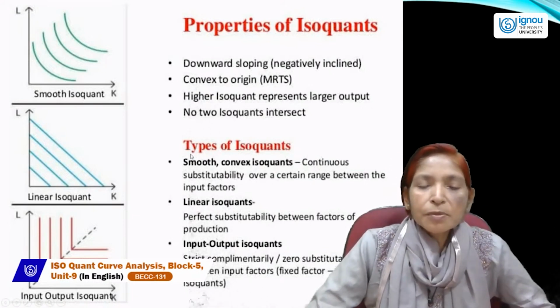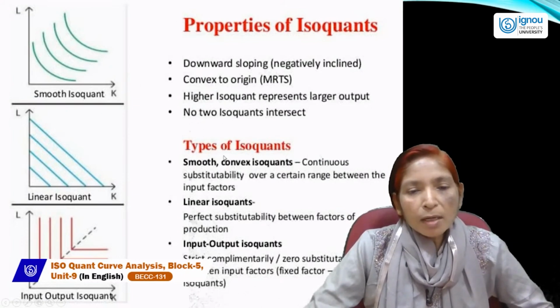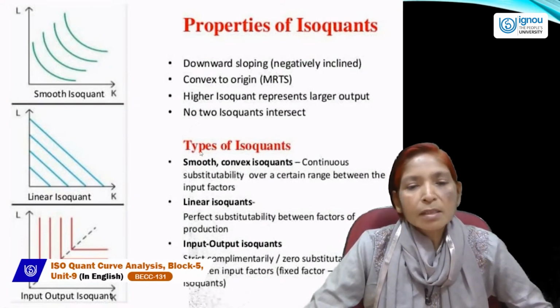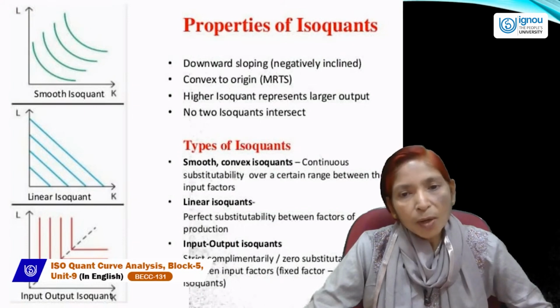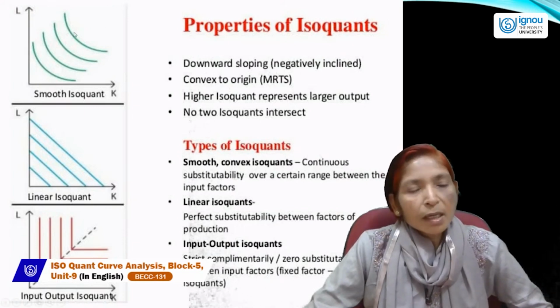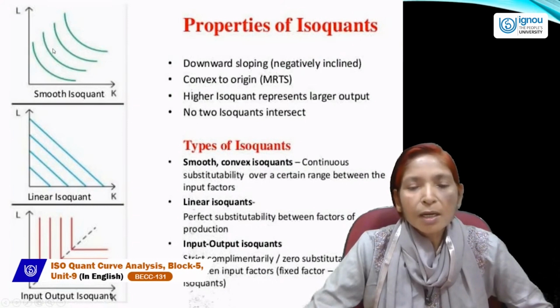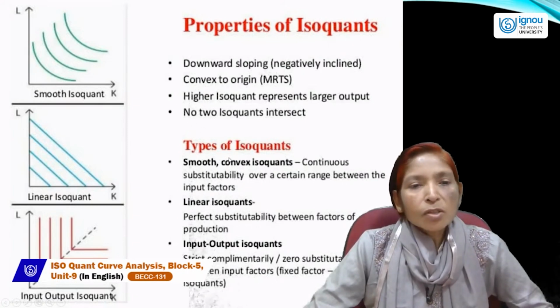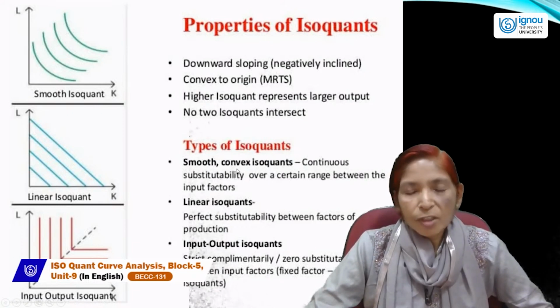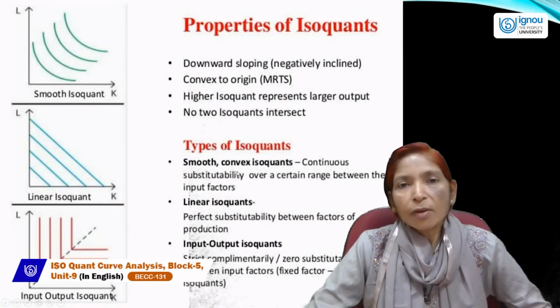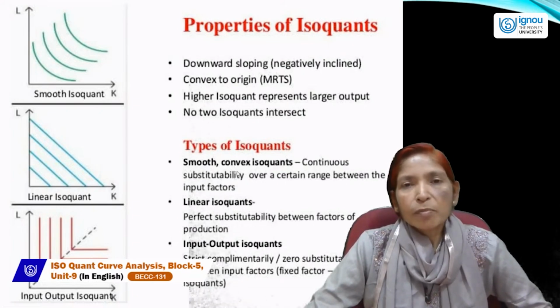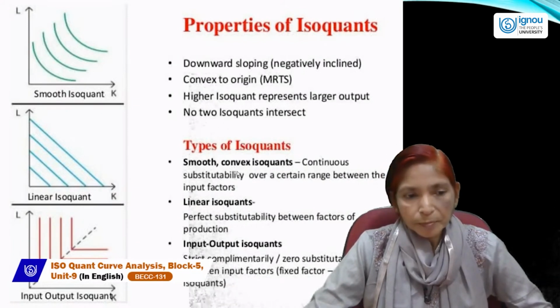Now, what are the various types of isoquant? Isoquant curve has three types. One is smooth convex isoquant. In the first case, the isoquant curve is just smooth and convex shaped or downward sloping. So, isoquant curve is generally a smooth or convex shape curve, which represents different combinations of two factors of production which can be used by the producer, and it will give us the same level of output.